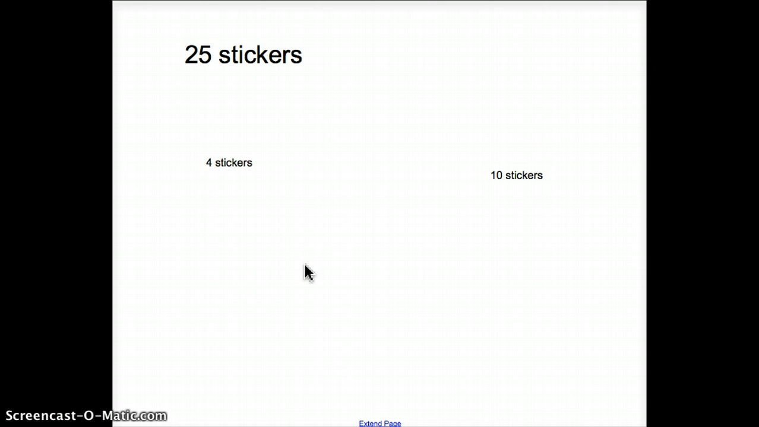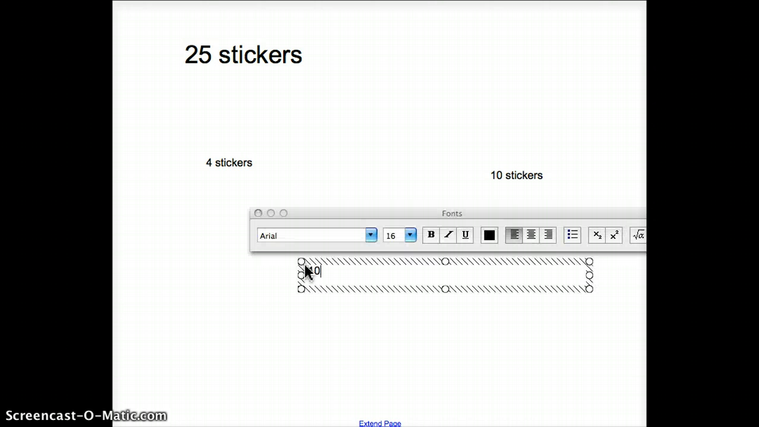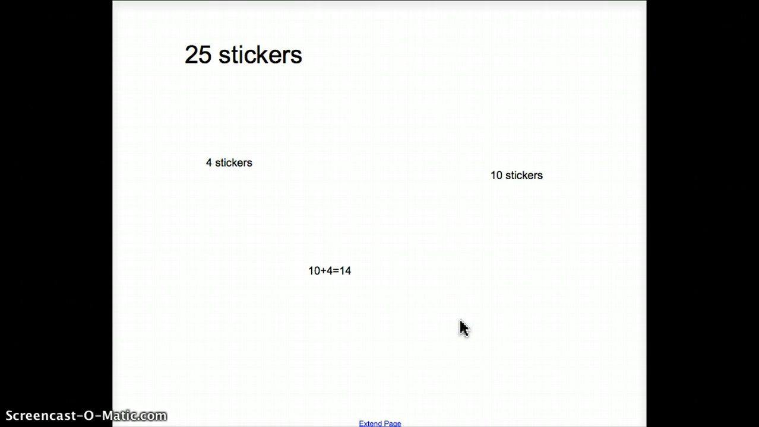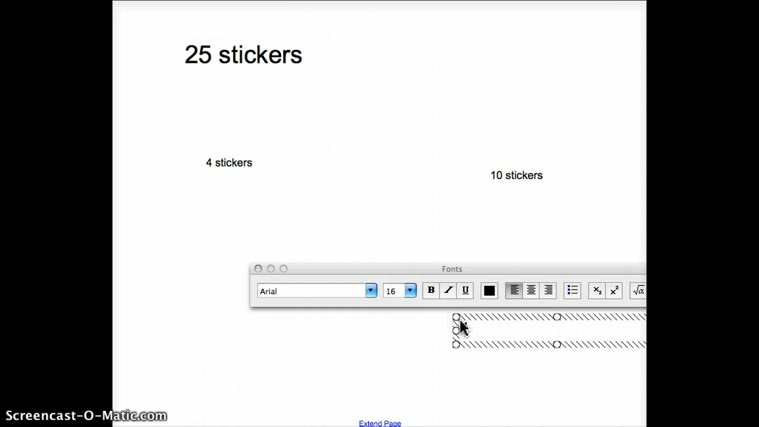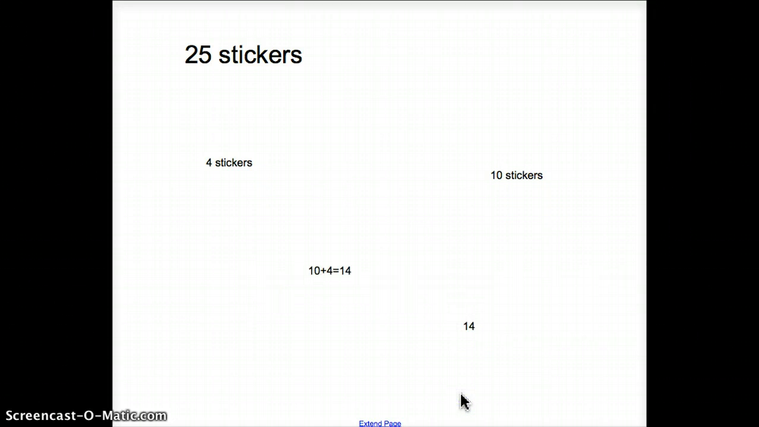So 10 plus 4 equals 14. So if you count up 14, it's 14, and I'm going to count up to 25.